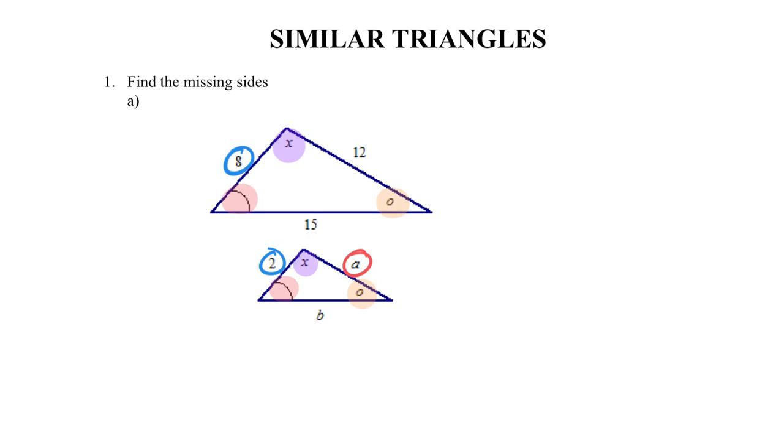I can take a look back up on my big triangle and try to find the corresponding side that would match up with A on the smaller triangle. Well, A happens to be the side between the X and the O angle marker. So its corresponding side would have to be the side between the two same angle markers, and you notice that that's 12.